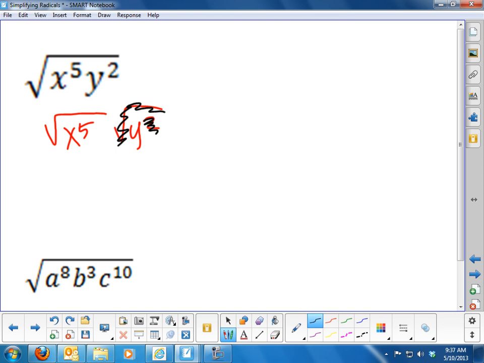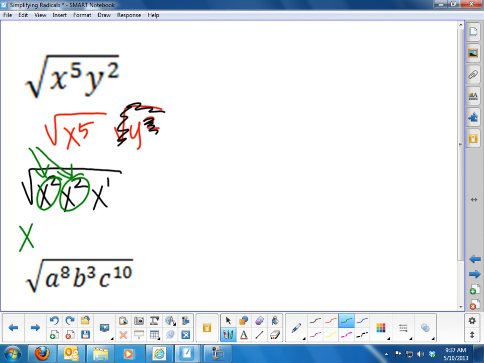That's our goal. So I can, see if you agree with this, I can rewrite x to the 5th as x squared times x squared times x. How can I do that? Because they have the same base, you add exponents. 2 plus 2 plus 1 is 5. So I haven't changed my problem at all. Just rewrote it so that it looks a little different. Now, I'm going to circle all my perfect squares. Anything that has a squared is a perfect square. So, I take the square root of this x squared, and that is x. I take the square root of this x squared, that's x. I can't do anything with this guy right here because he's not a perfect square, so he has to stay.